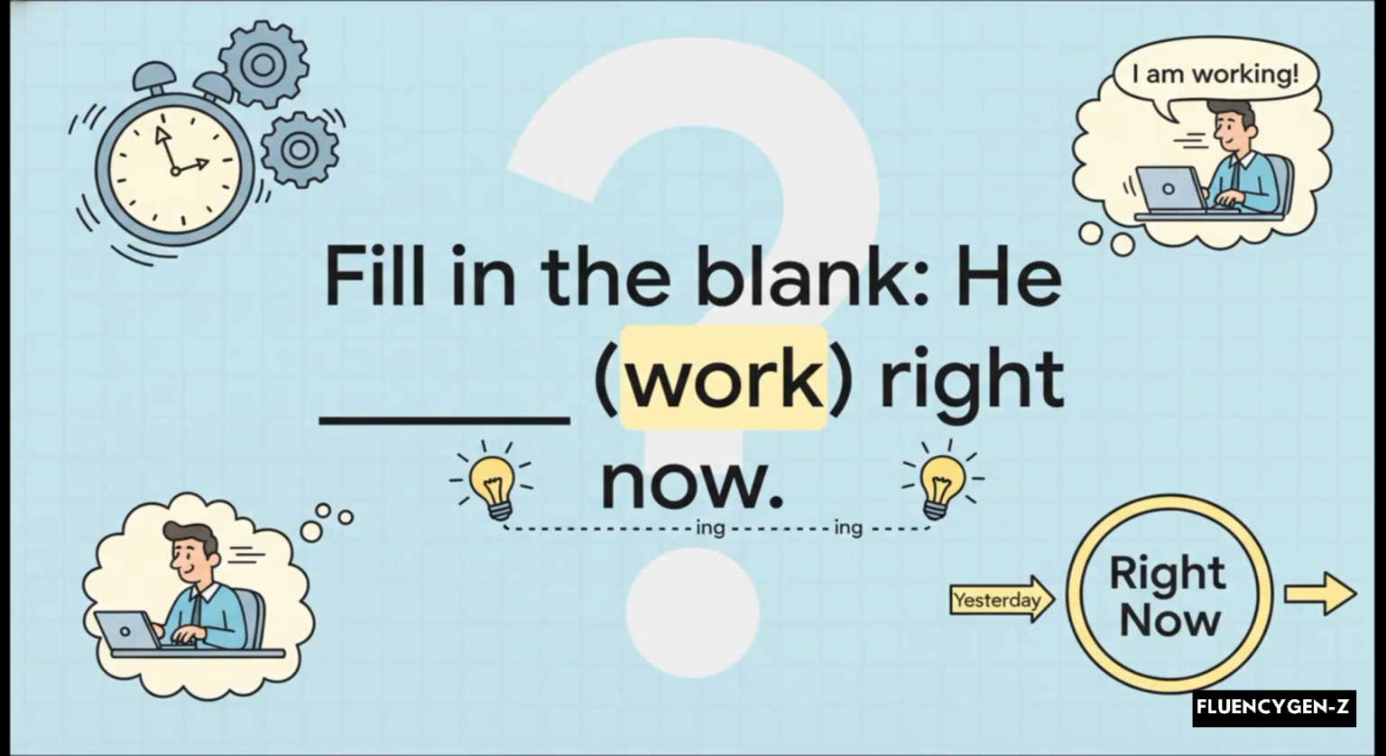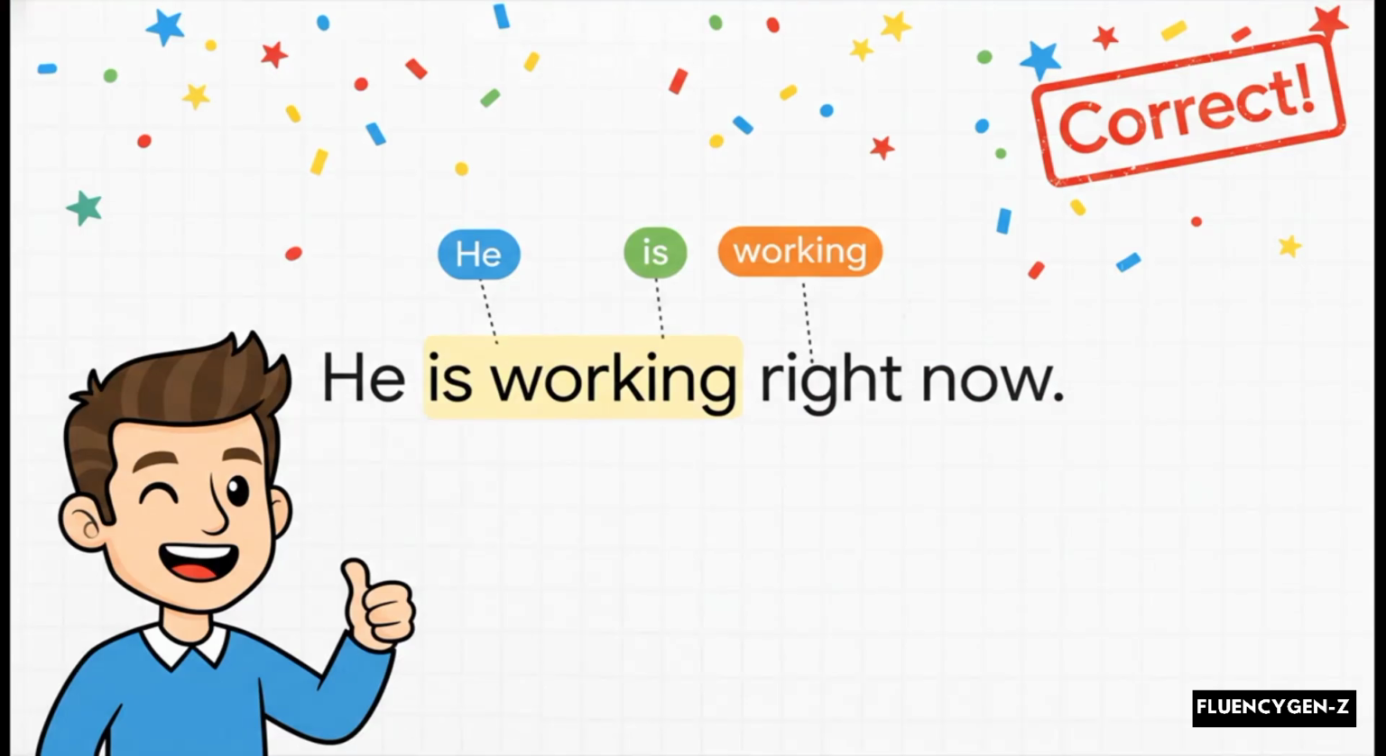I want you to fill in the blank. The sentence is, he, blank, and the verb is work right now. Think about it for a second. What's our subject? What's the verb? Did you get it? The answer is, he is working right now. He goes with is, and work becomes working. If you got that, you are absolutely crushing it.